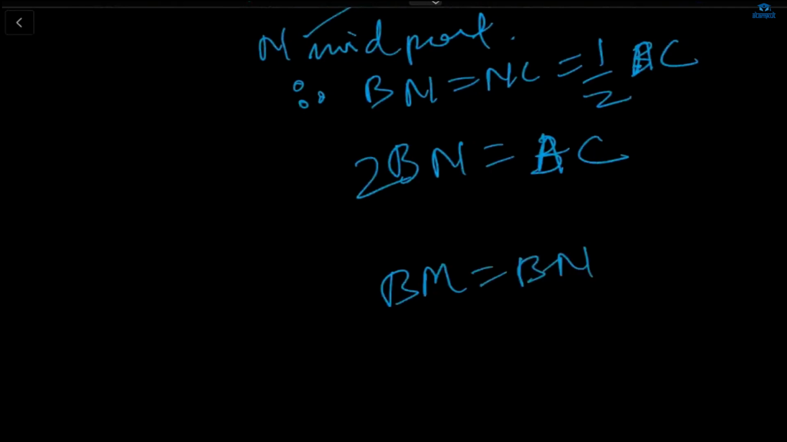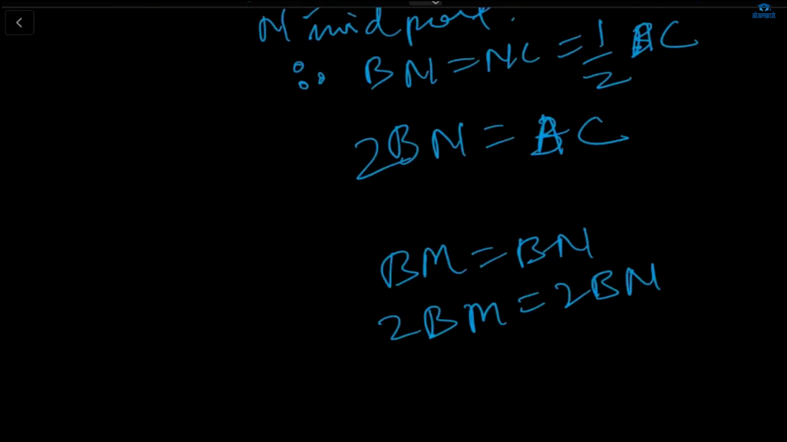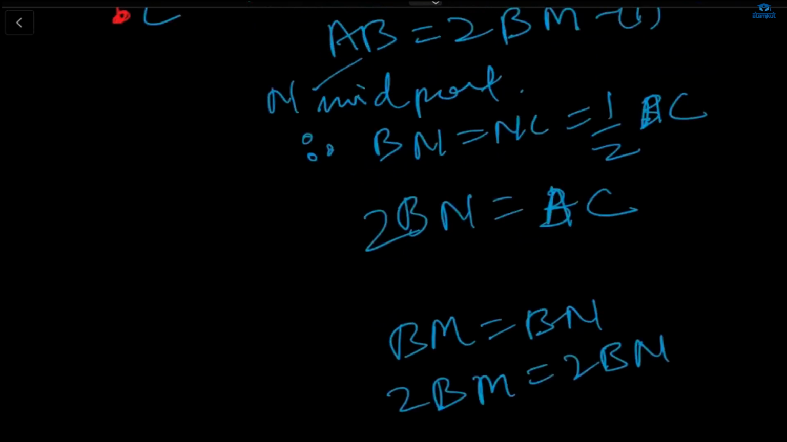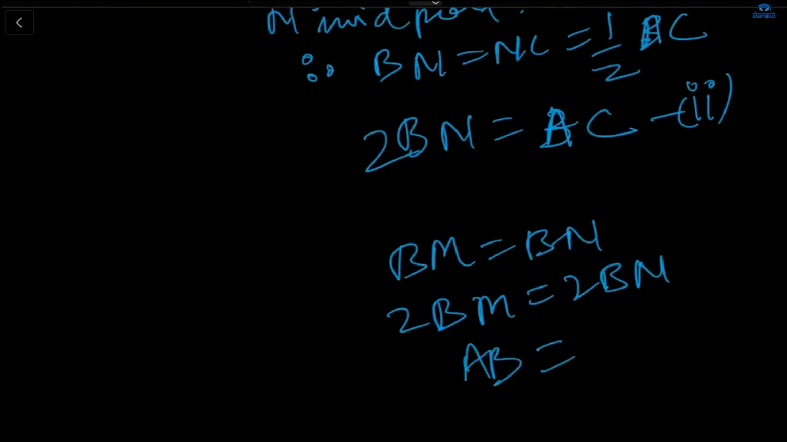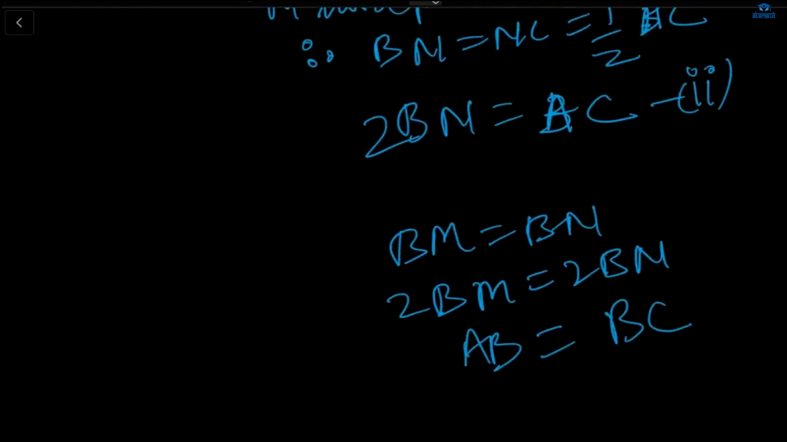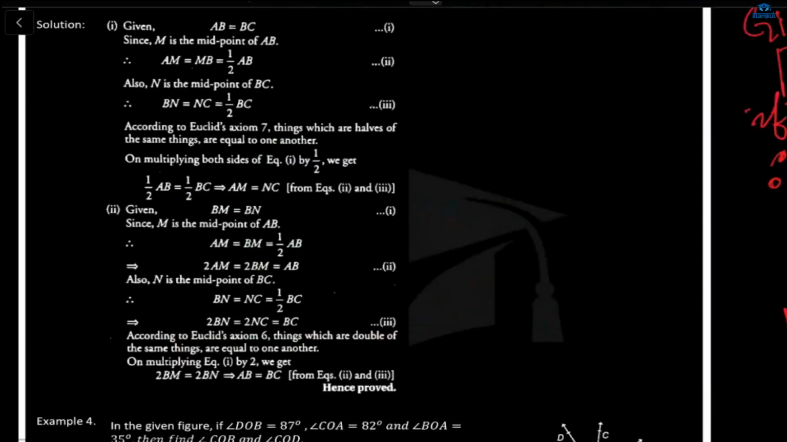It is given. So you can write that 2BM is equal to 2BN also, because if things are equal, then the double will also be equal. Now 2BM is equal to what? From equation number first and second, 2BM is equal to AB and 2BN is equal to BC. Understood, Razi? Yes, ma'am. Okay, very good. These types of questions will come here.